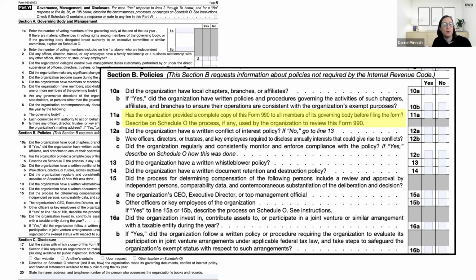So Schedule B with the names and addresses of the donors has to be included to your board. If it is not an exact copy of what is filed, you have to answer no. It's also saying to all members of its governing body. If you only provide your copy of your 990 to your finance committee, then you would answer this question no. The copy needs to be made available to all board members.